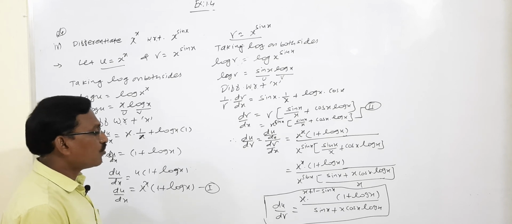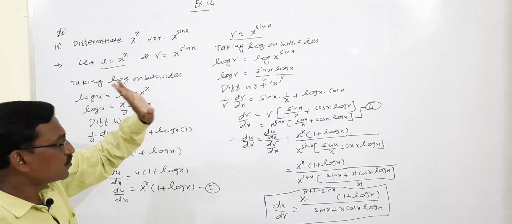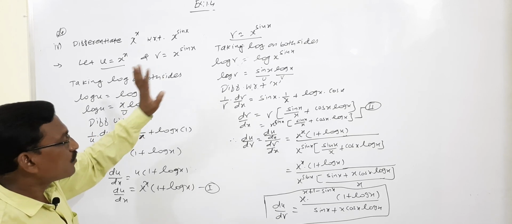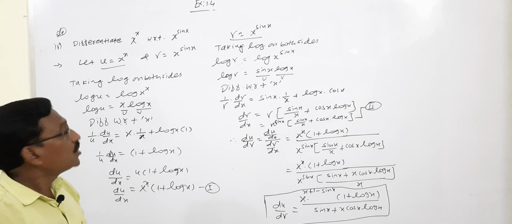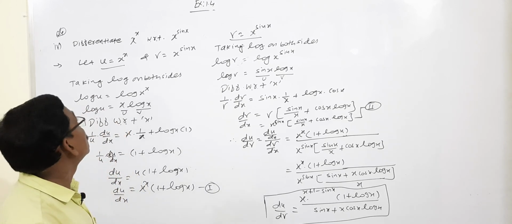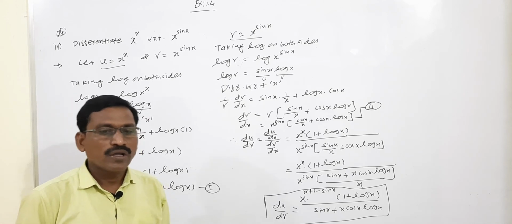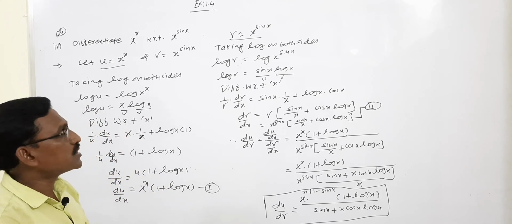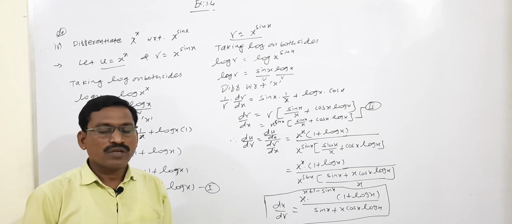Hence we have differentiated x to the power x with respect to x to the power sin x, and its derivative is here. Now in this way we complete question number 4 of exercise 1.4, and also we complete exercise 1.4. Now today we will stop here.